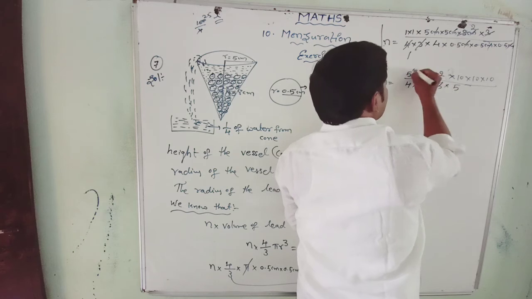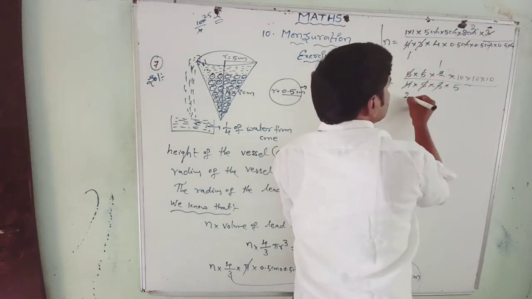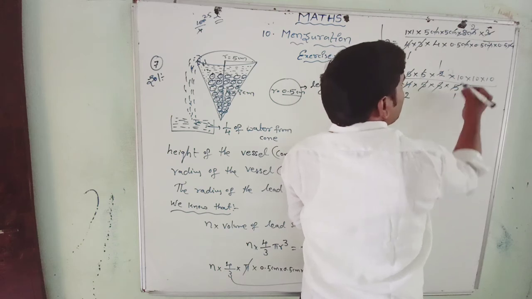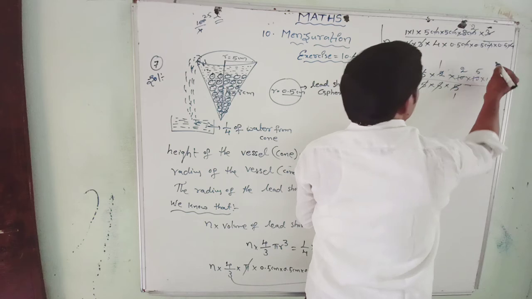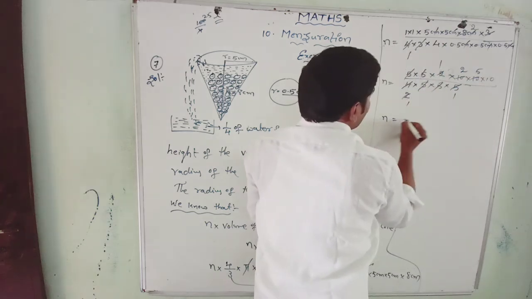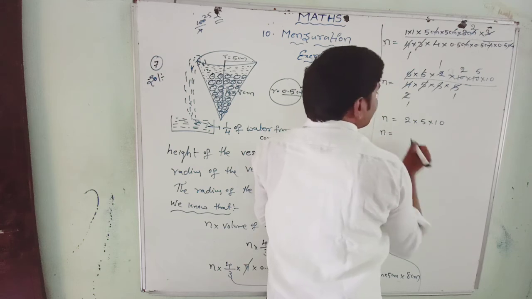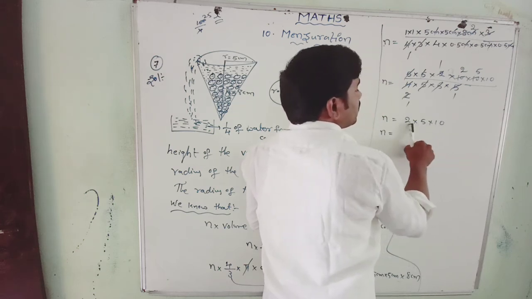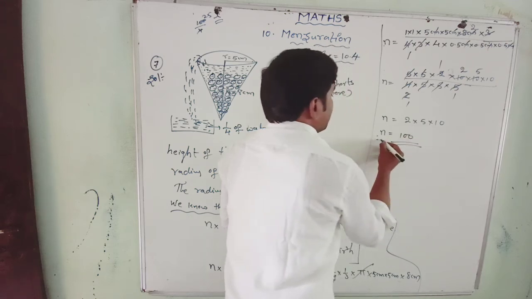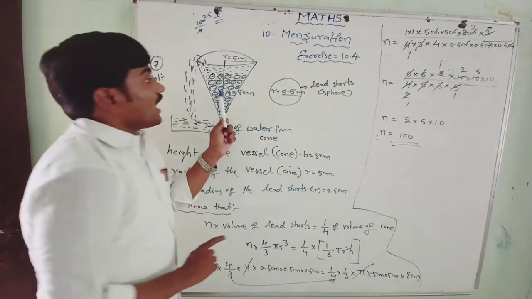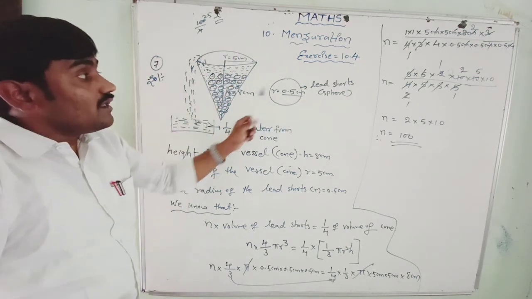So here 5 and here 5 get cancelled. Here 2 ones are 2, here 2 twos are 4. 5 ones are 5, 5 twos are 10. Here 2 ones are, 2 fives are. Simple. What is left? n equal to 2 into 5 into 10. So 2 fives are 10, 10 into 10 is 100. Therefore the 100 number of lead shards we have to drop into this vessel.